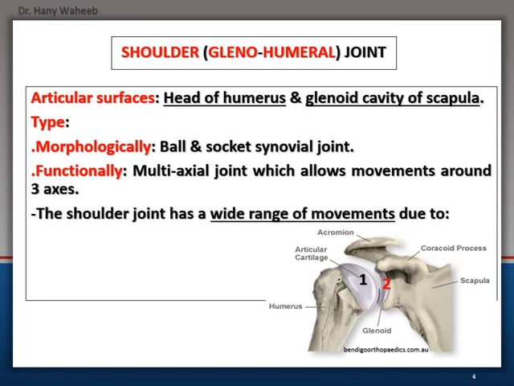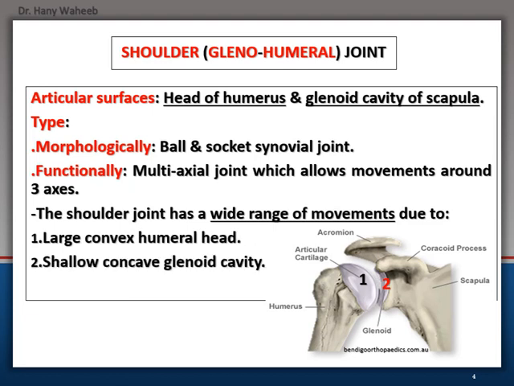The shoulder joint has a wide range of movements due to: 1. Large convex humeral head. 2. Shallow concave glenoid cavity. 3. Lax capsule.